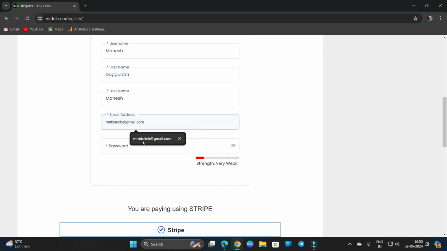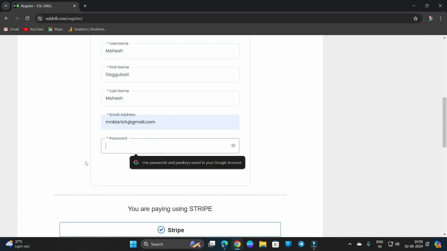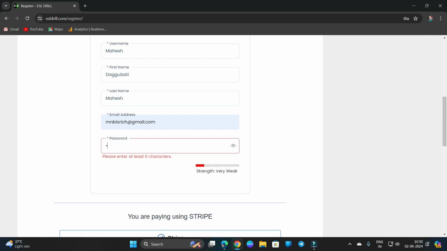Then an email address. I'm using my email address for this one. Now, password. Some people have a problem with this one. Sometimes Google Chrome advises you to use a strong password, and Google Chrome can create a strong password, but it's not the case all the time. So I'm going to choose a password. I'll help you with choosing a password. For example, if your name is Mahesh, you can say Mahesh. Let me show you the password so that you can understand it.